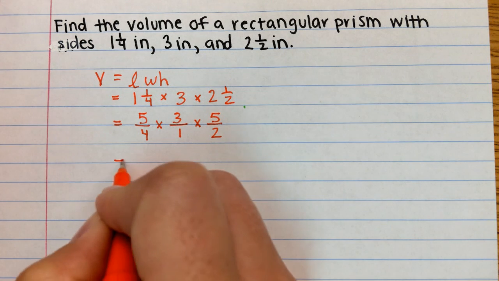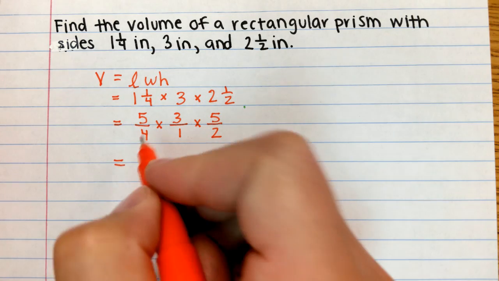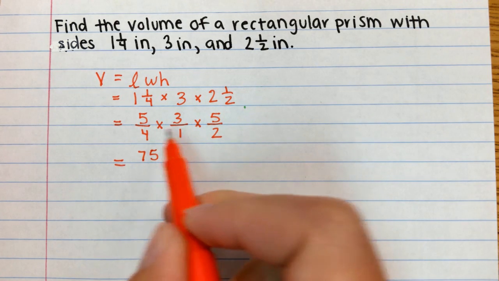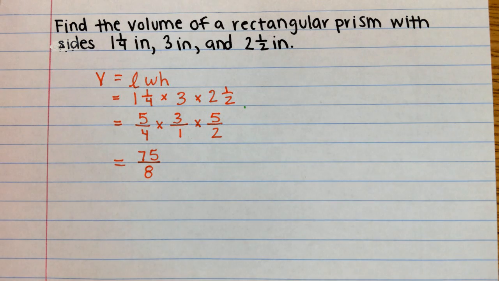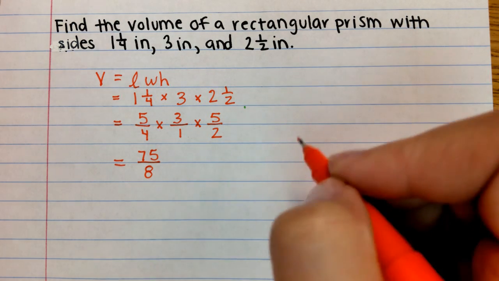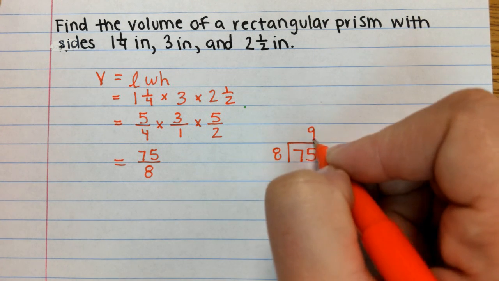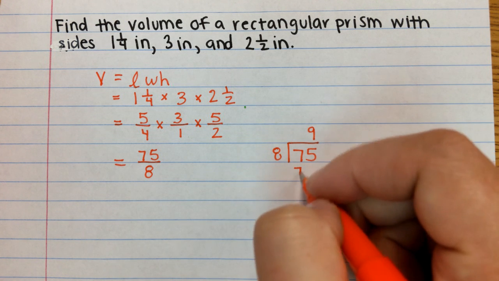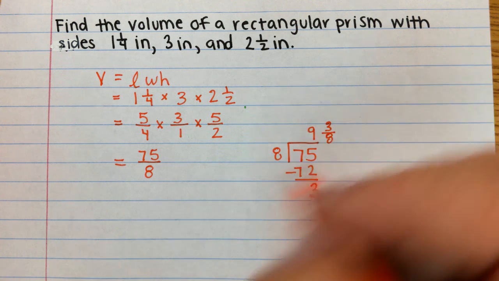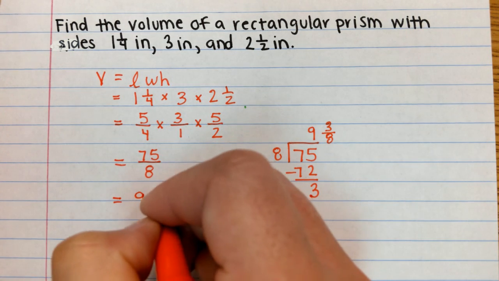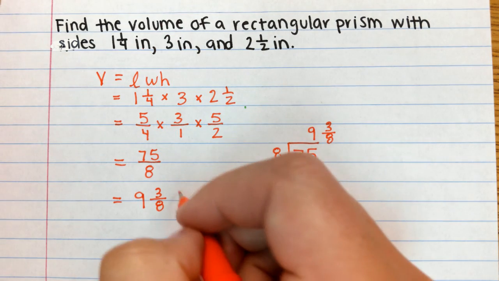Now I'm going to multiply across. 5 times 3 is 15, times 5 gives me 75. 4 times 1, 4 times 2 is 8, so I have 75 over 8. Now I need to change this to a mixed number, so I'm going to do 75 divided by 8. It goes in there 9 times. 9 times 8, 72. Subtract and I get 3, so my remainder is 3/8. So my answer is 9 3/8, and then I just need my label. It's inches, and we're talking about volume, so it's inches cubed.